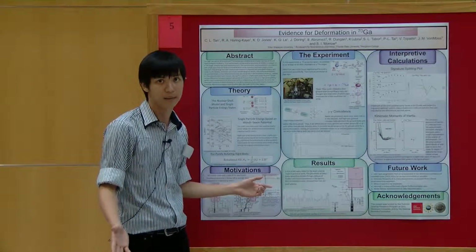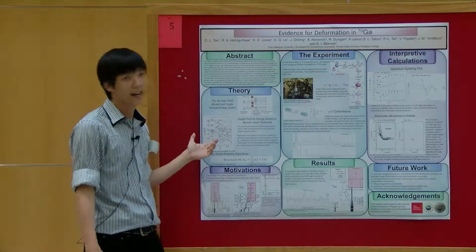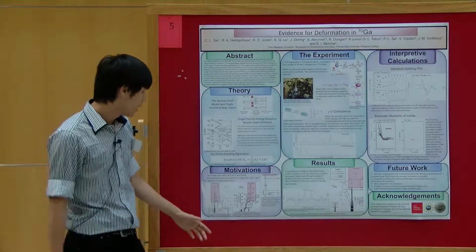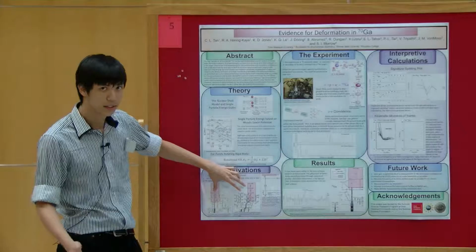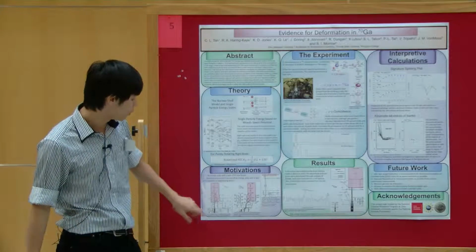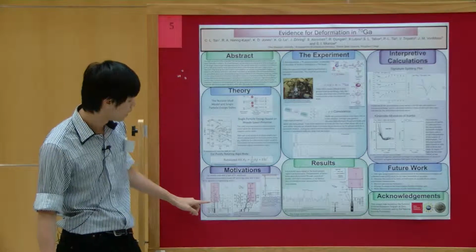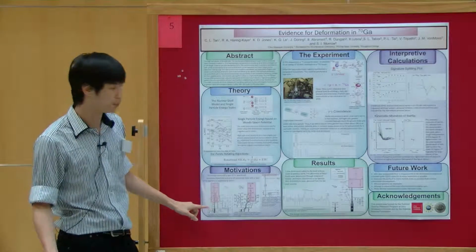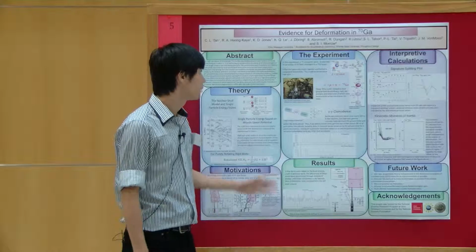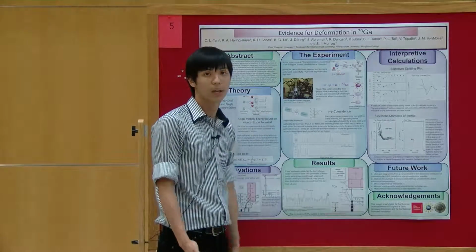The motivation behind this research is that we have already found an energy state that has a spin of 9 plus. So 9½ plus 9½ is 9. Also, in the neighboring odd nuclei, we have already found rotational bands that start off at an energy state with a spin of 9 plus. So how do we get our gallium-70?